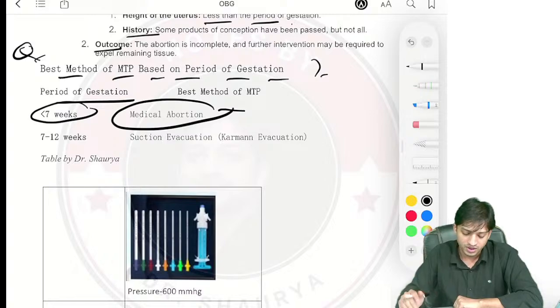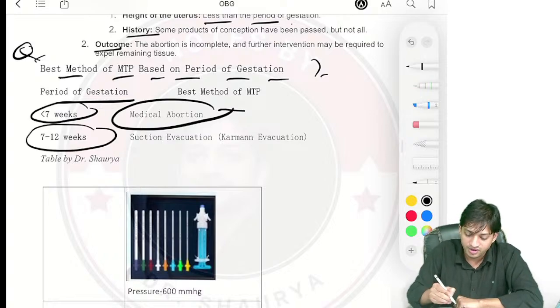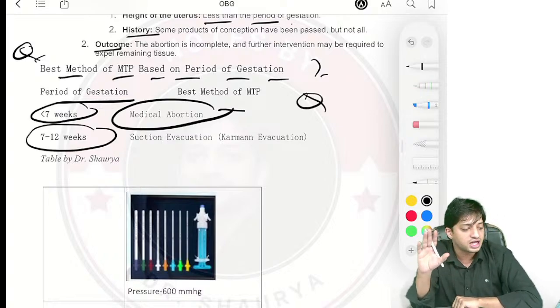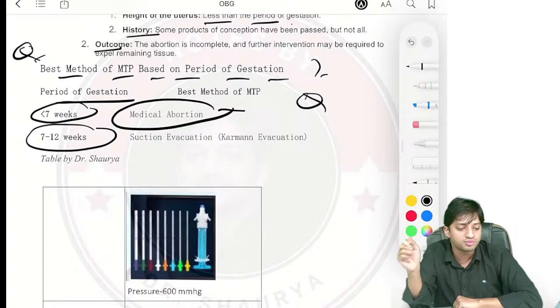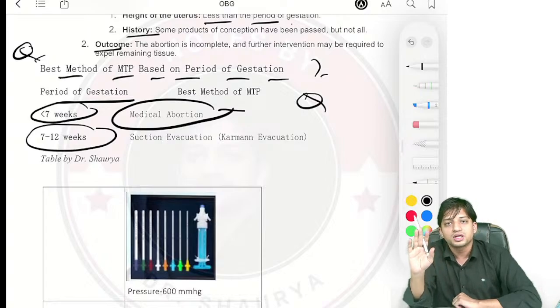You already know, right? If it is between 7 to 12 weeks, these are all previously asked topics that we are discussing. So please be attentive to every question, and when you start solving the PYQs and PYTs, you can check that every topic will be covered. Not a single topic is being missed.